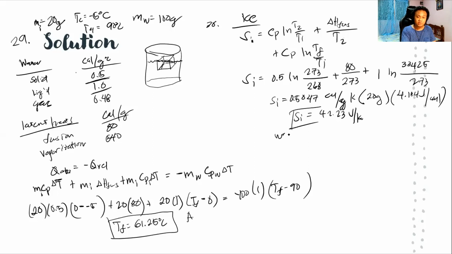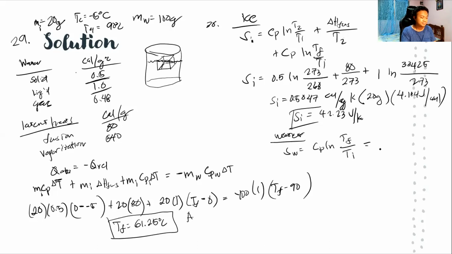Then for the water, it's actually simple, ba? SW, so it's just Cp ln Tf over Ti.